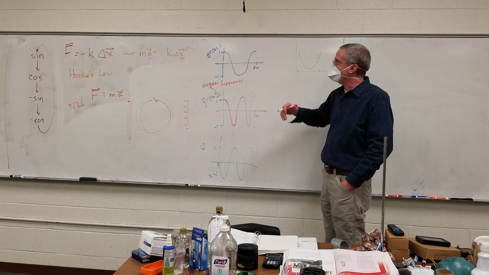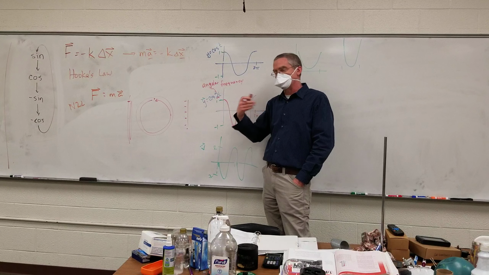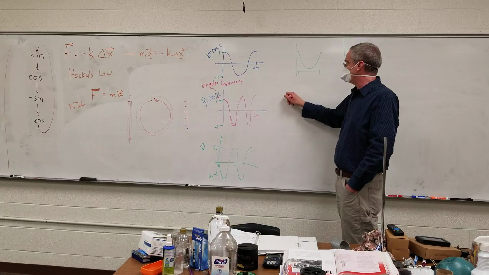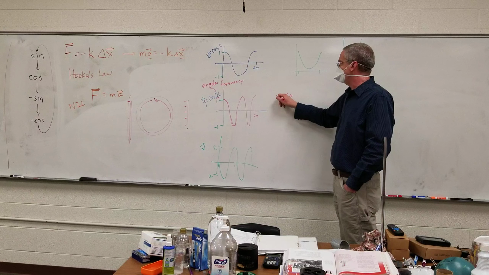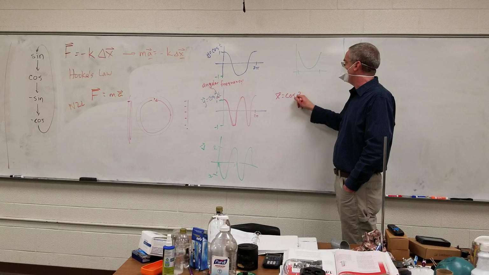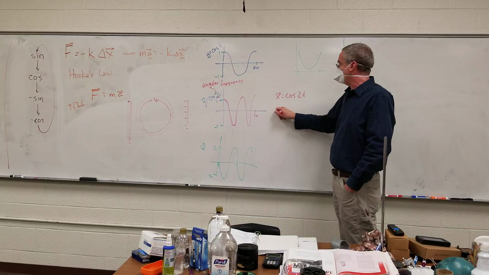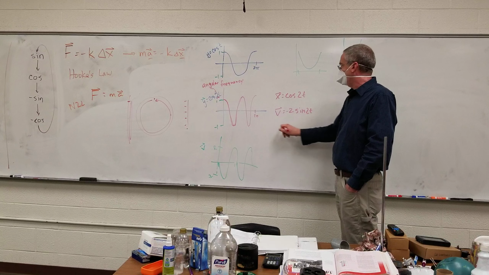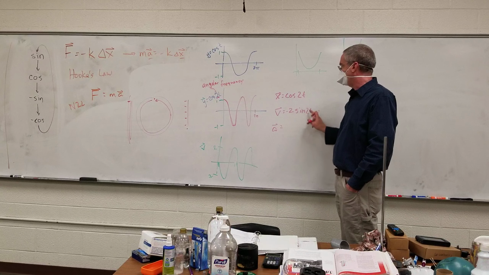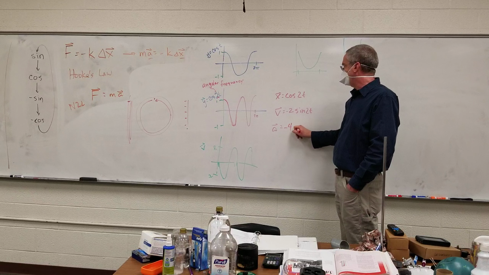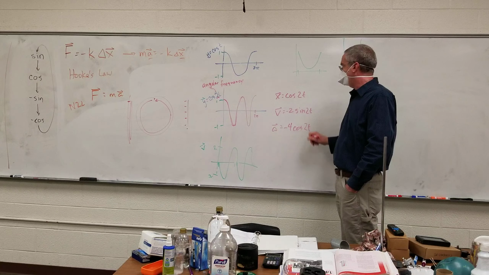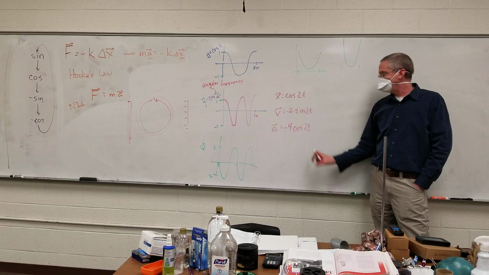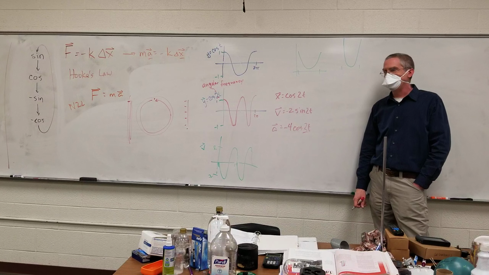Matter of fact, each time you go down, whatever number right here, you're going to just multiply that out front. So if my position graph is x equals cosine of 2t, my velocity graph is going to be -2 sine of 2t, and my acceleration graph, I multiply again, so -4 cosine of 2t. And you just keep multiplying by 2 every time. Yep, because of that number right there.